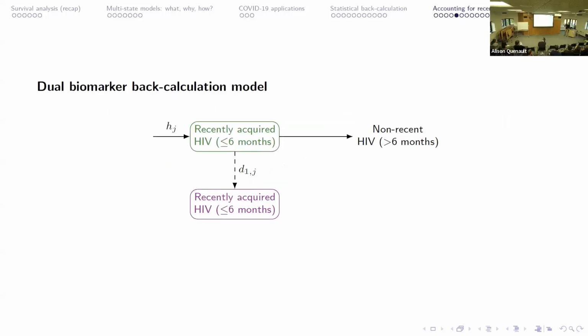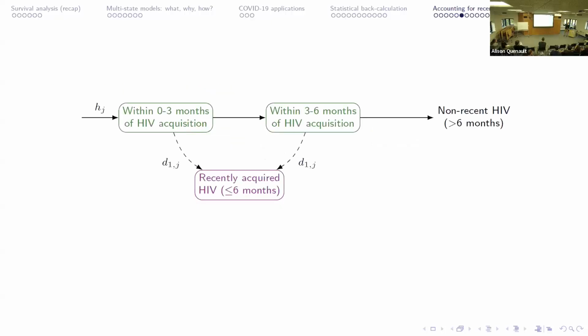Because we're working on quarterly timescales, if you remember that. So previously it was a 3-month timescale. We're going to split these latent states in half. So we've got the first 0 to 3 months, and then the next 3 to 6 months, which can both be identified as a recently acquired infection.